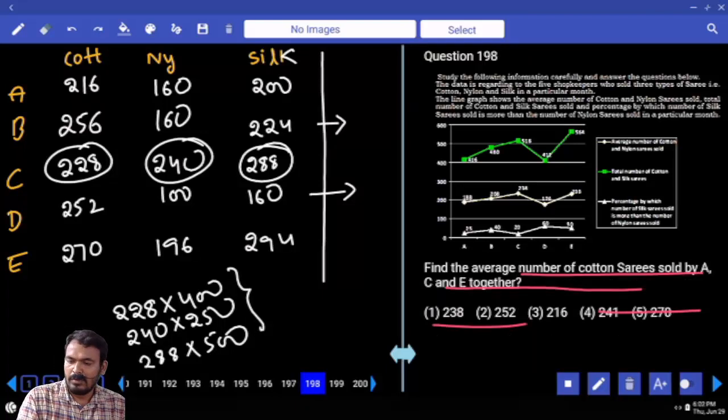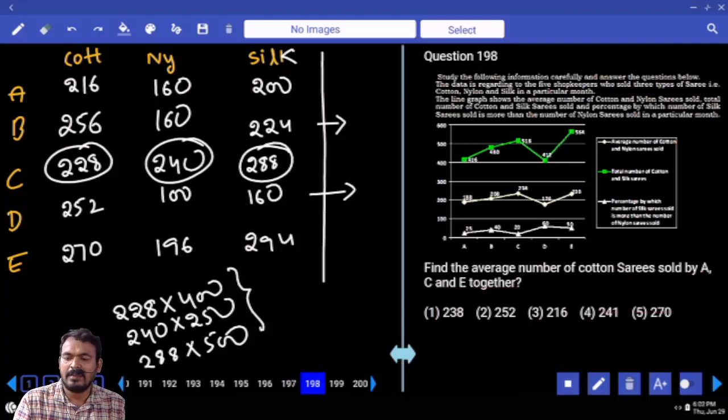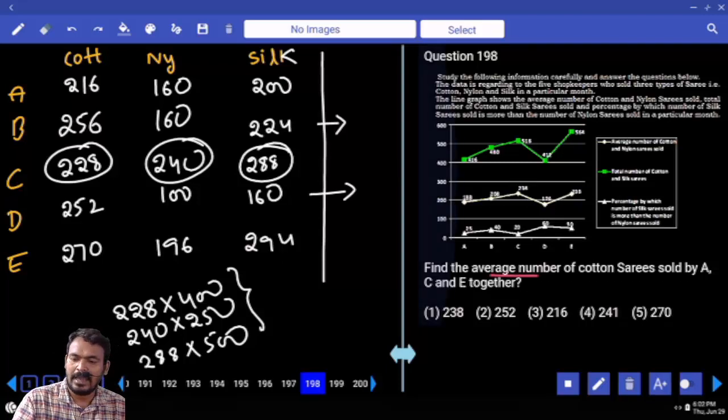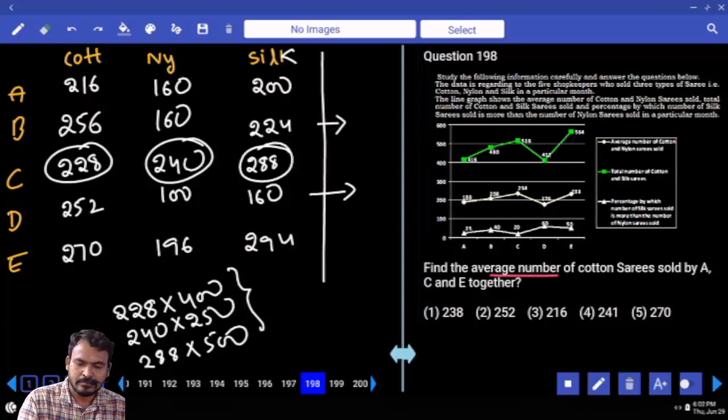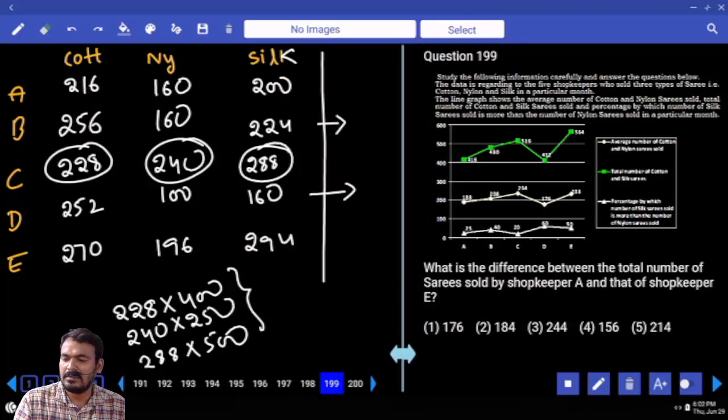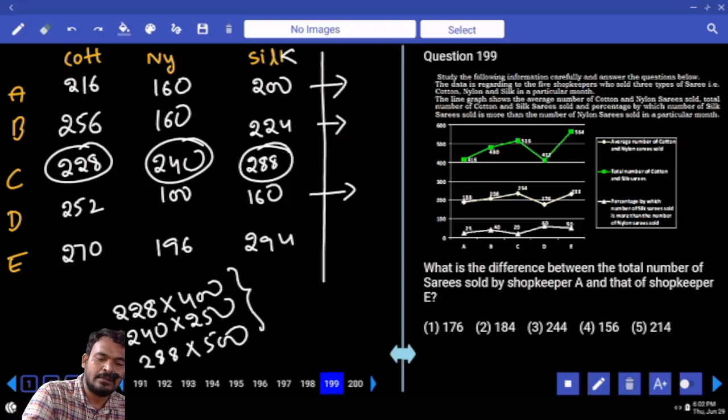Next, 198. Find the average number of cotton sarees sold by ACE. I think it's a direct question. Cotton ACE values, adding or subtracting? Adding. Average means divide by 3. Next, 199. Difference between the total number of sarees sold by shopkeeper A and that by shopkeeper E. A total value and E total value difference.